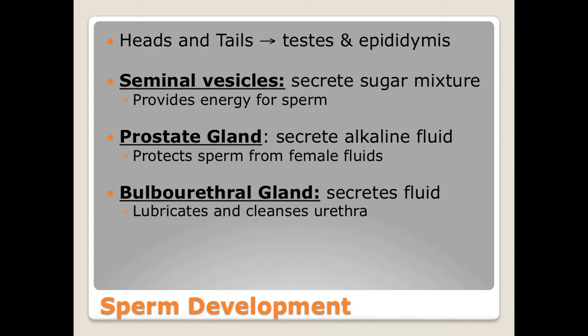Its real function is to lubricate and cleanse the urethra. Because men only use a single opening for both excretion of urine and for excretion of their sperm and other fluids, this helps cleanse the urethra before the sperm leave. When we have the sperm along with fluids combined, we just call that semen. So semen does include sperm, but it has all these secretions.